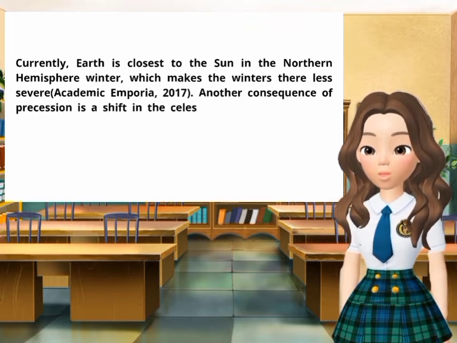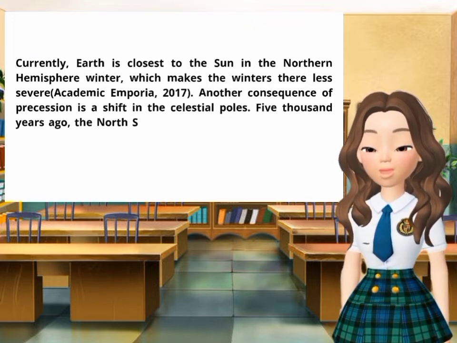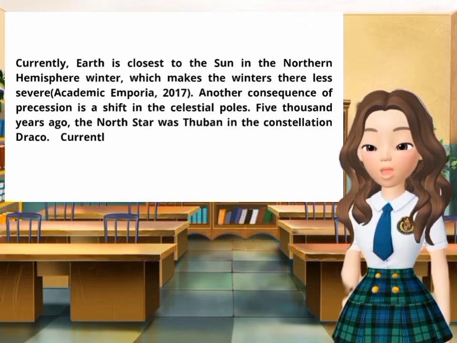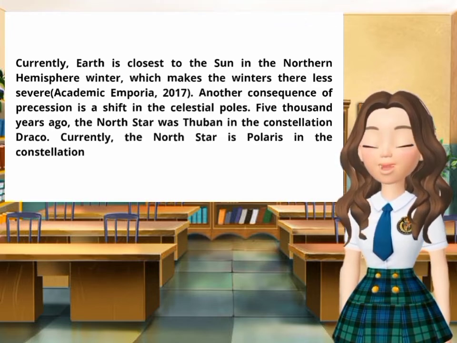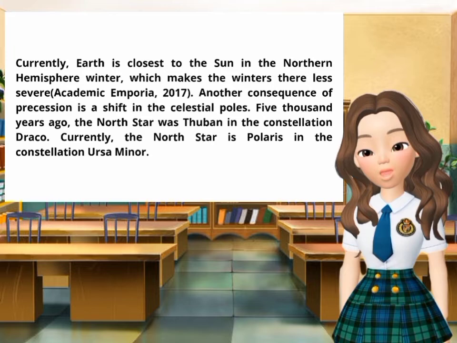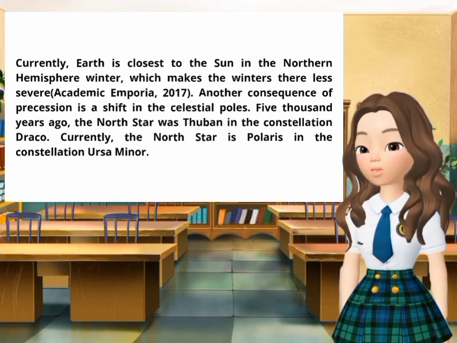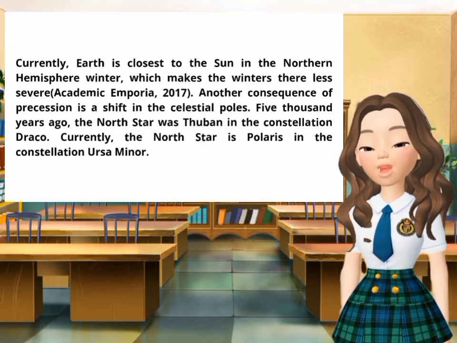Another consequence of precession is a shift in the celestial poles. 5,000 years ago, the North Star was Thuban in the constellation Draco. Currently, the North Star is Polaris in the constellation Ursa Minor.